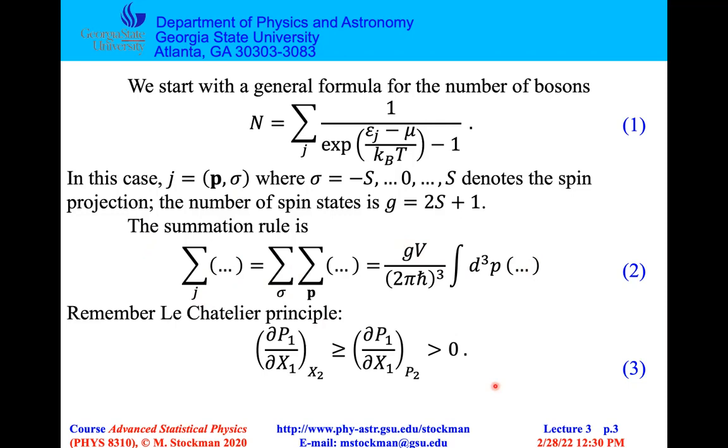Now, I would like you to recall the Le Chatelier principle that says if there are 2 sets of variables, x1 and x2 are extensive variables, and conjugated variables are intensive, P1 and P2, then this is the expression of the Le Chatelier principle. So this susceptibility at a fixed extensive quantity is greater than that at a fixed intensive quantity, and greater than 0.